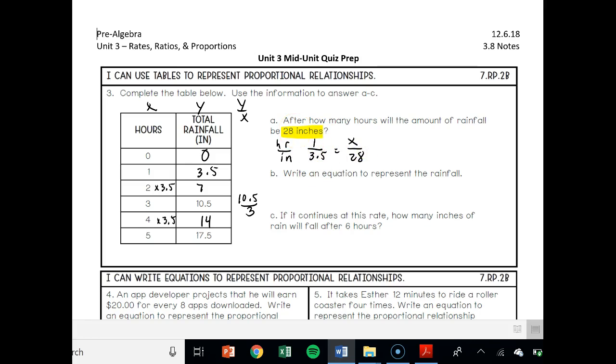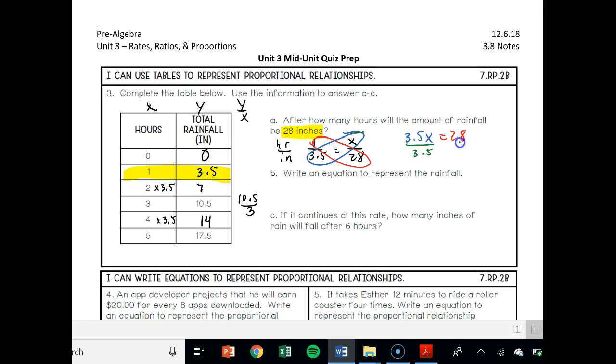So if you get to a problem tomorrow on the quiz and you're like, oh, where do I start? Always figure out, hey, what's my unit rate? And start from there, right? So 1 times 28 is 28. 3.5 times x is 3.5x. So 3.5x equals 28. And then we'll just go ahead and divide by 3.5.